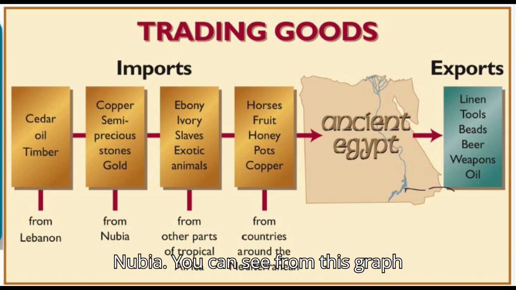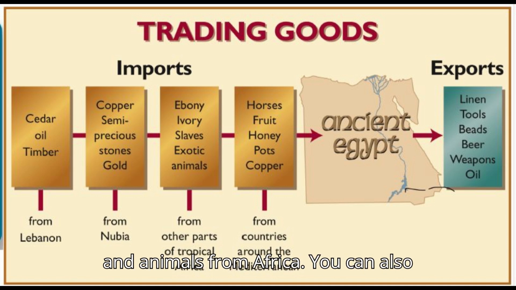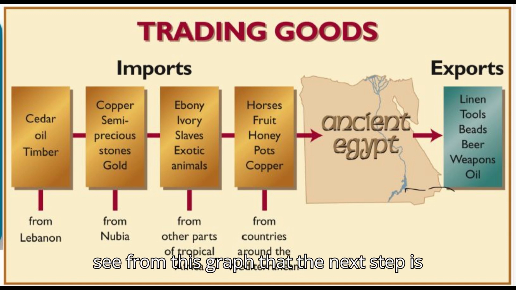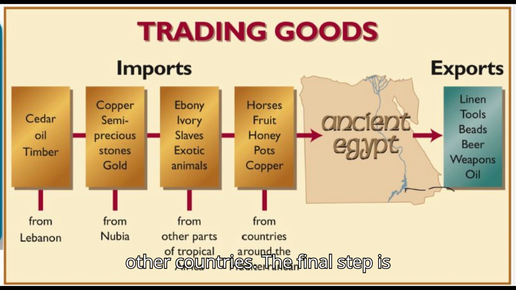You can see from this graph that the third step is to import slaves and animals from Africa. You can also see from this graph that the next step is to import horses, fruit, and honey from other countries. The final step is to export linen, tools, beads and weapons to other countries. In conclusion, this graph is very informative.